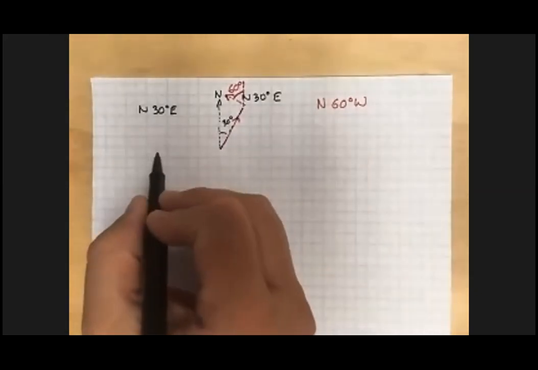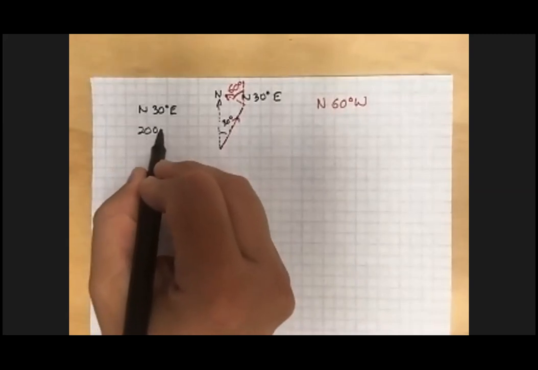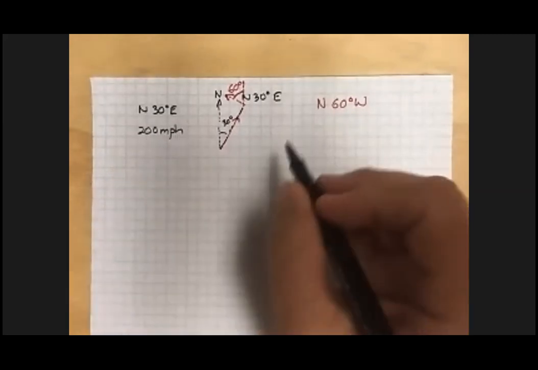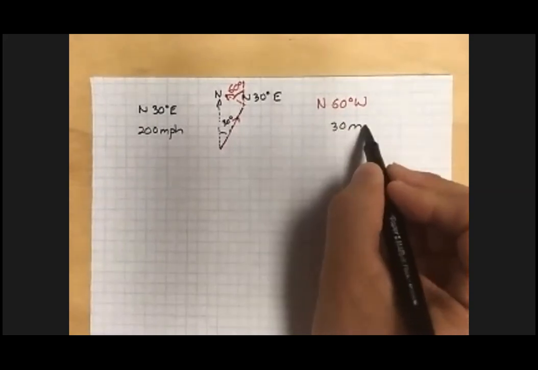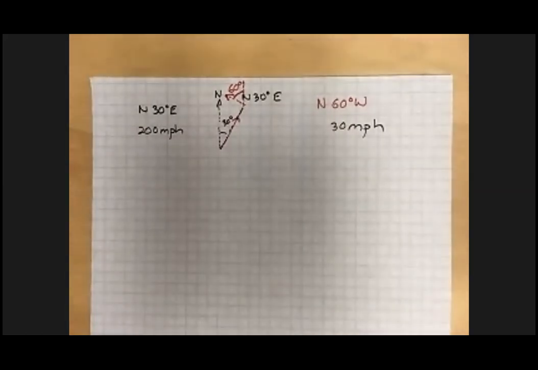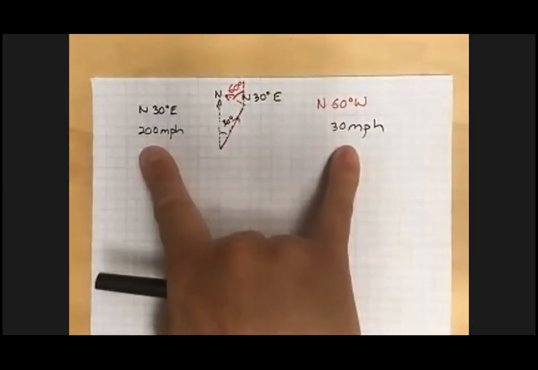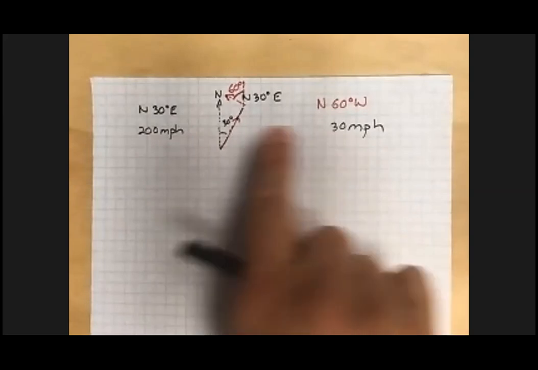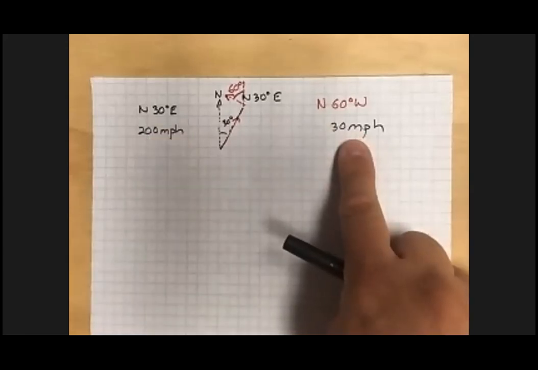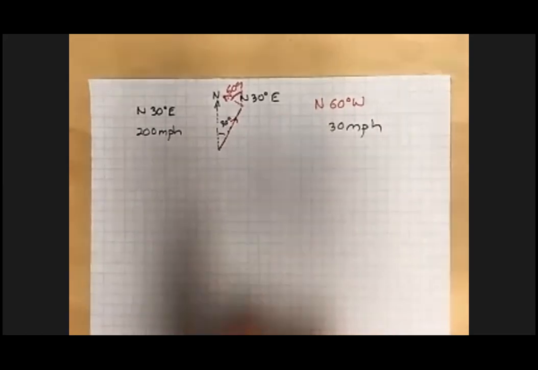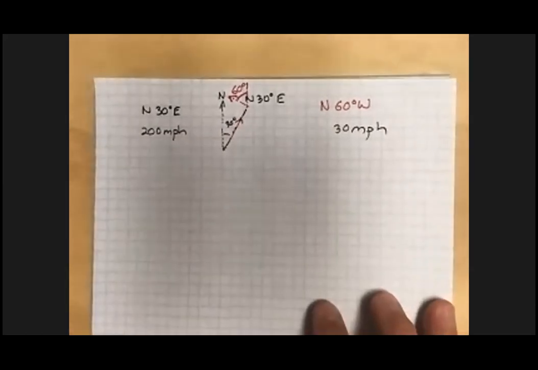The plane is traveling 200 miles per hour. The wind is blowing 30 miles per hour. Now, in a rough drawing, 7 times 30 is 210. So this vector, that's plane speed, is slightly less than 7 times as large as the wind speed. So now I'm going to take that into account and draw a really nice picture.